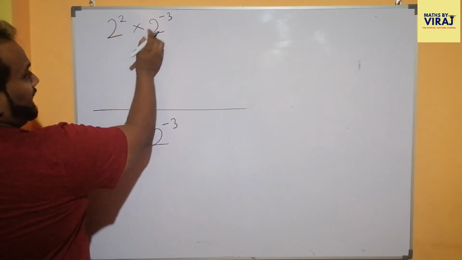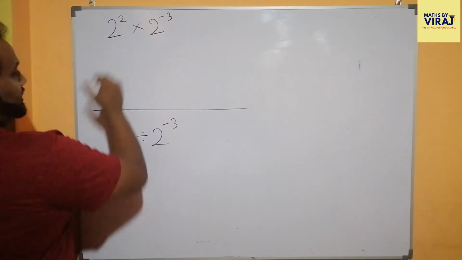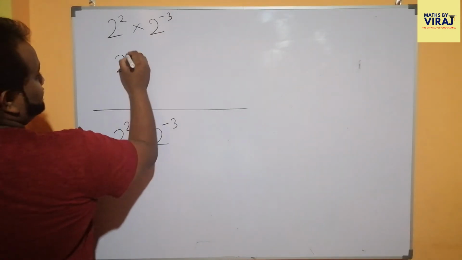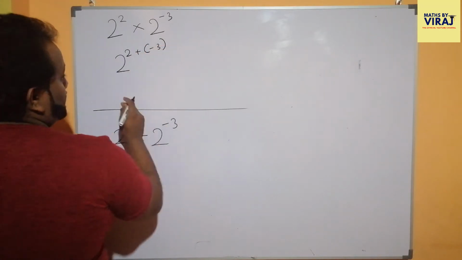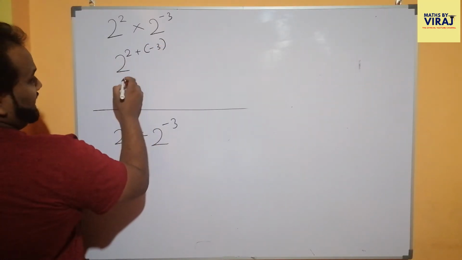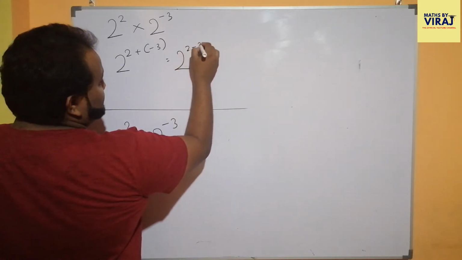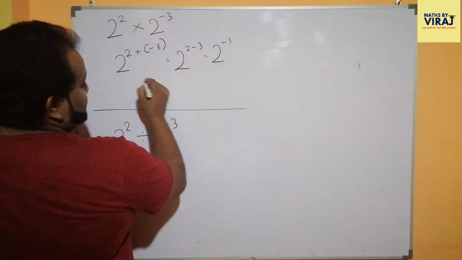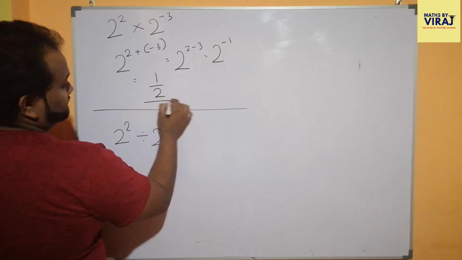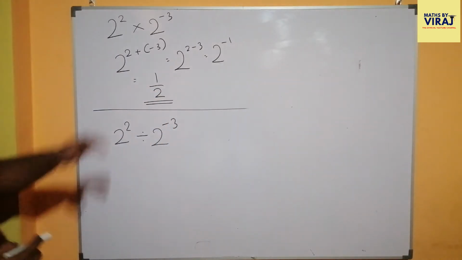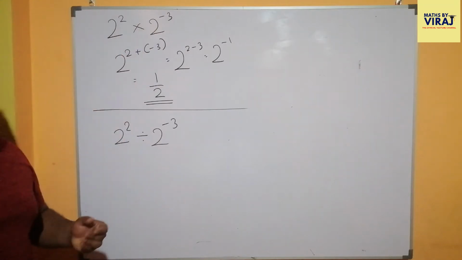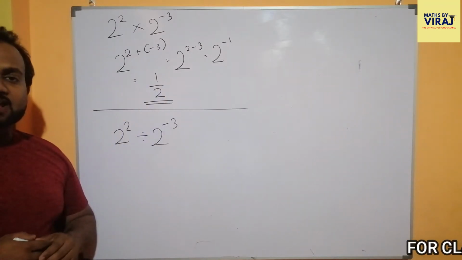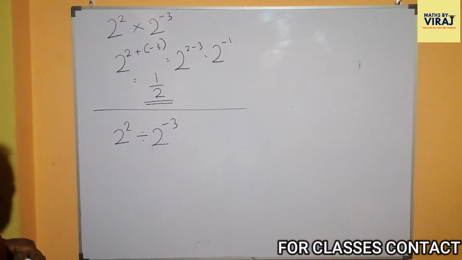2 to the power 2 multiplied by 2 to the power minus 3. The bases are same, therefore we add the powers. Plus and minus together, we write it as 2 to the power 2 minus 3, 2 to the power minus 1. 2 to the power minus 1, the answer is half. Very simple. Multiplication of two indices where the bases are the same. We add the powers. Answer we get is 2 to the power minus 1. Ended up having the answer as a fraction half.